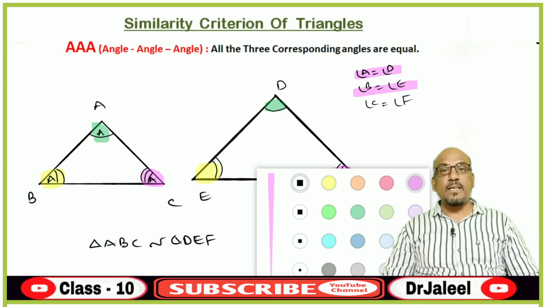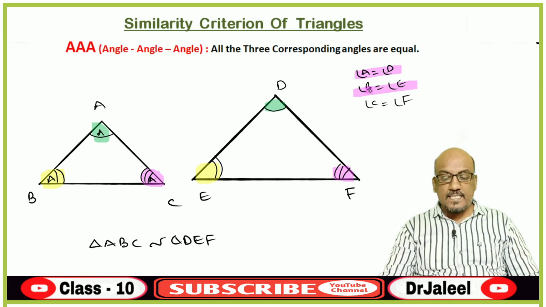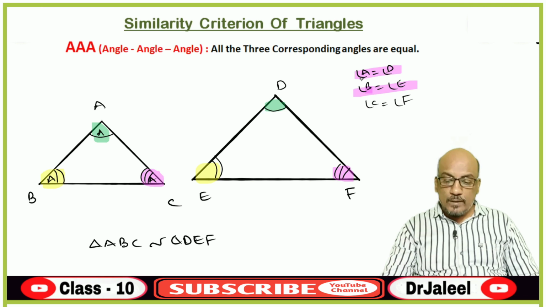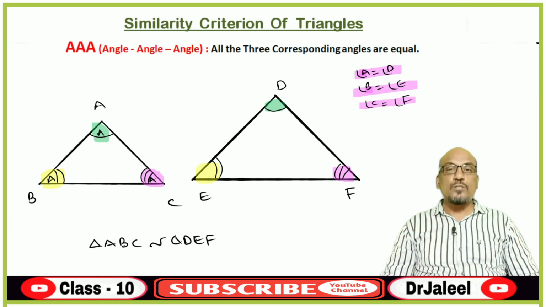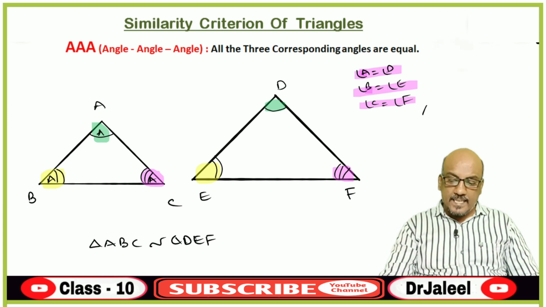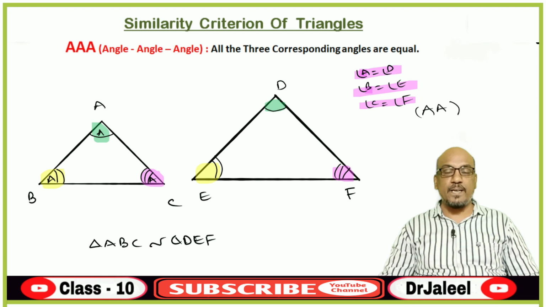Why can they be similar? Because the sum of the angles in a triangle must be equal to 180. When two angles are equal, then the third angle must also be equal. So sometimes when the need arises, we can use it as AA similarity also, not AAA, AA also we can use.